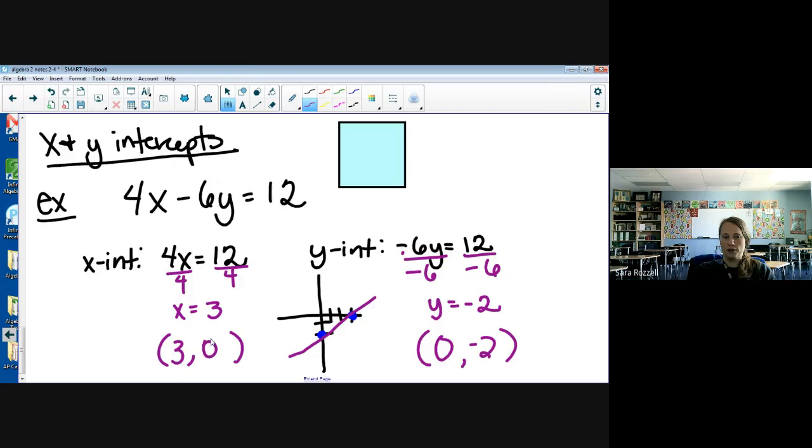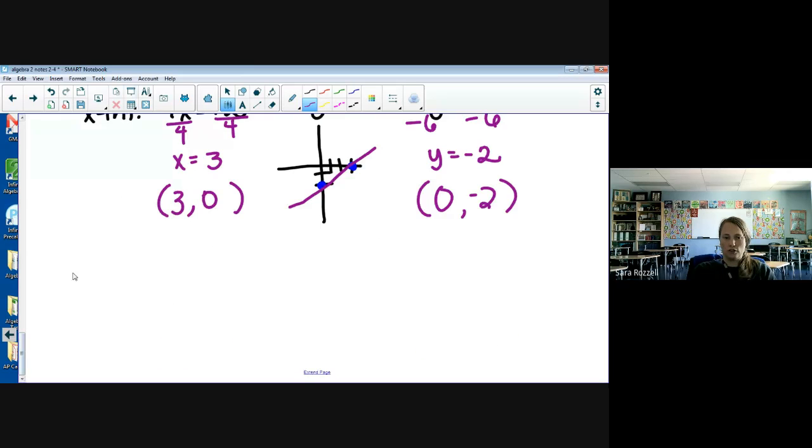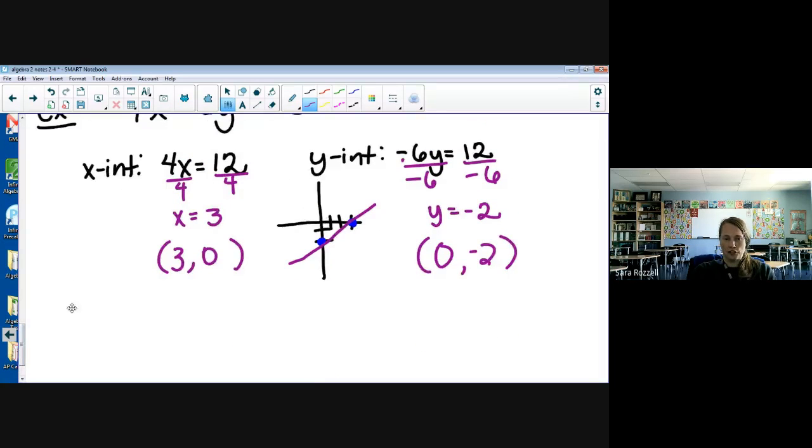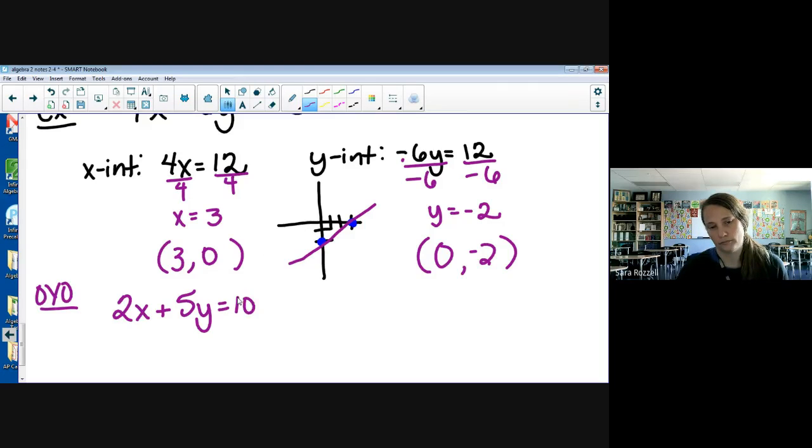All right, so here's one to try on your own, and I do want to check it. So you're gonna write down what the intercepts are and then sketch it. This is our last thing to do today. Let's go with 2x plus 5y is equal to 10. So write down your x-intercept, y-intercept, and then sketch your line. And then show me what you got.